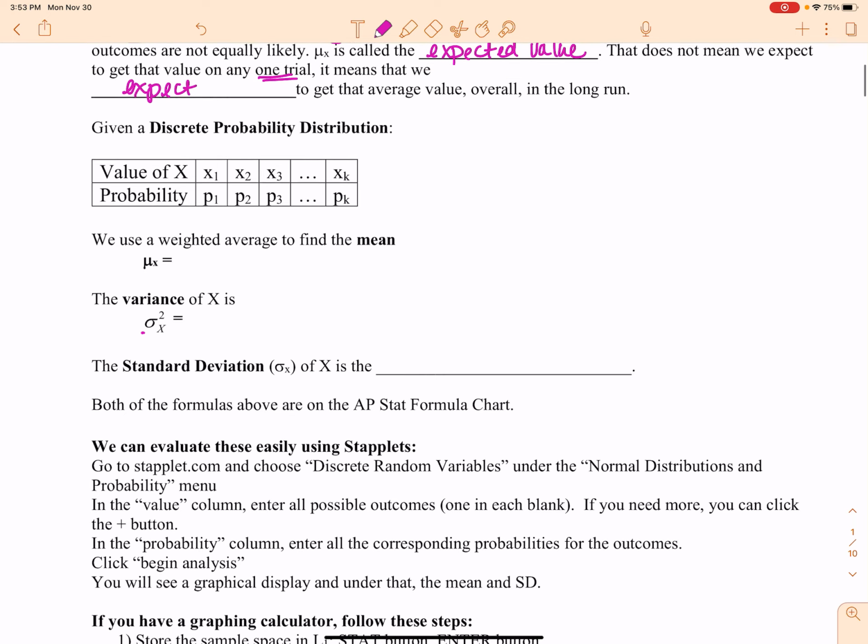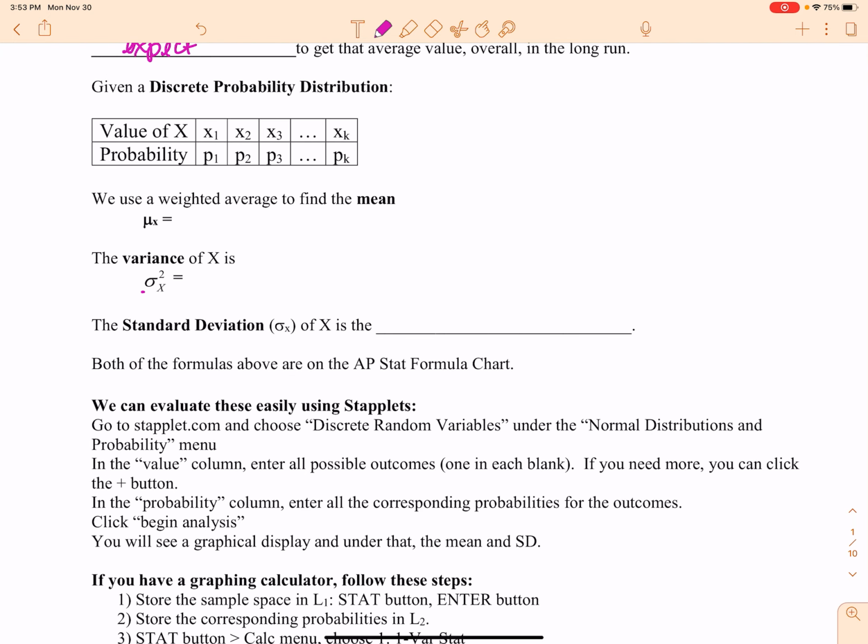Okay, so what if we have this discrete probability distribution right here, and this of course is just written in general terms of x and the probability of p sub 1, 2, etc., etc. So when we use a weighted average to find the mean, the equation for that actually looks like this, and it is on your formula chart. It looks a little scary, but essentially all it means is that we are summing all of the x values times their probabilities.